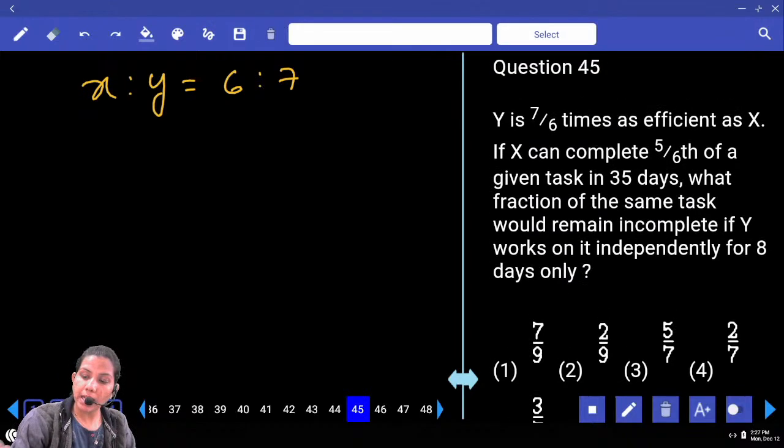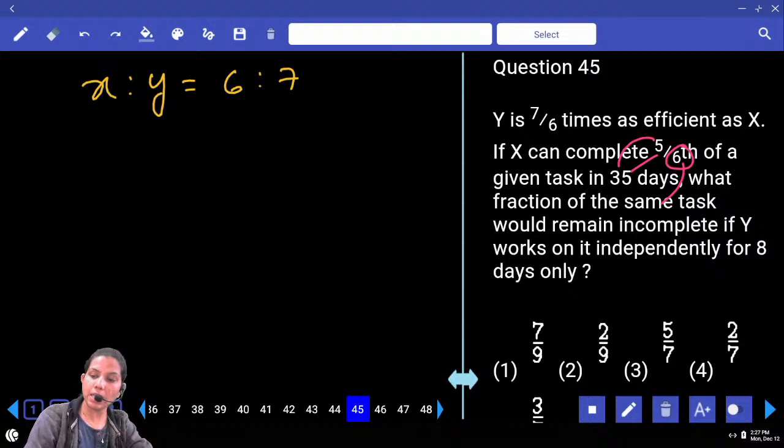5/6 work in 35 days. 5/6 work, not the complete work. Only 5/6 of the work is done in 35 days. Then complete work is done in 42 days. Total work we assume 6 units. 5 units is done in how many days? Then 6 units definitely 42.